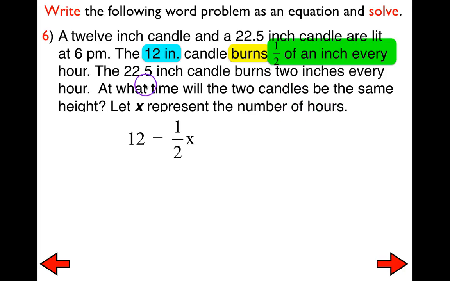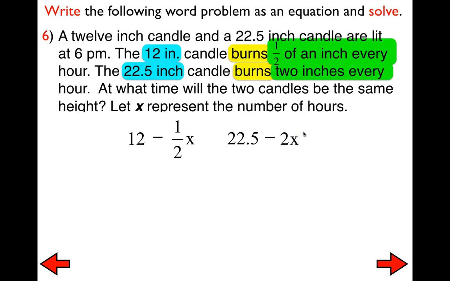Now let's look at the other candle. It's 22.5 inches, so I'm going to go ahead and start with that. If the candle is burning, it's losing its height, so we're going to subtract. If it's losing 2 inches every hour, that's the rate. So every hour, it's losing 2 inches more. So I'm going to go ahead and do 2 times X, which is going to represent the number of hours. Since they are asking me when they're going to be the same height, I'm going to go ahead and put equals. Okay, so now I have an equation.